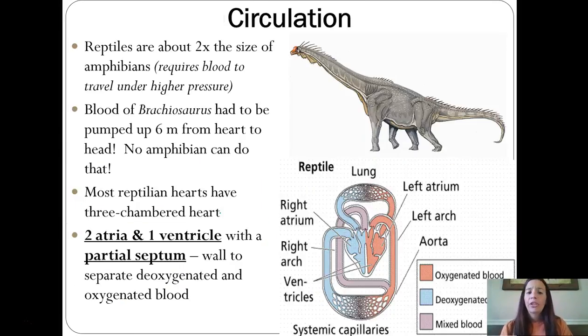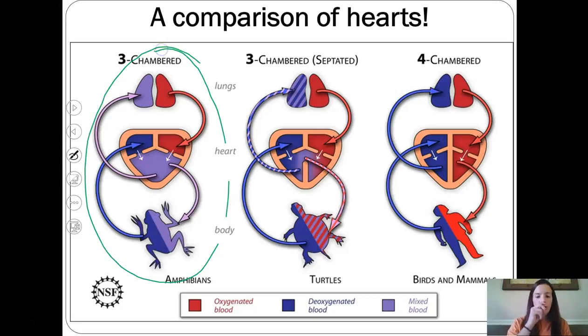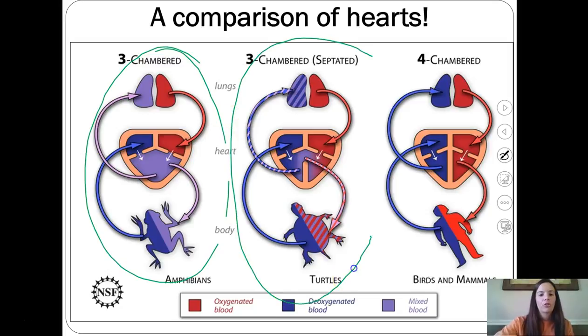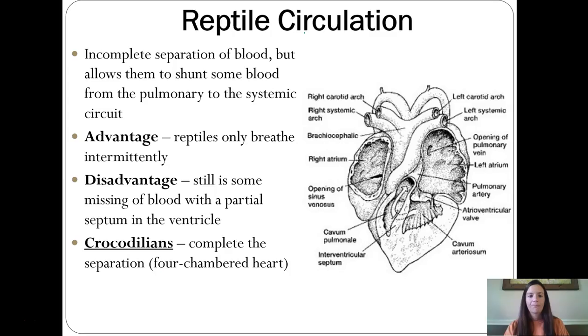So in terms of their circulation, reptiles are two times the size of amphibians, and this requires the blood to travel under a much higher pressure. Most reptiles do have a 3-chambered heart, but they are able to pump this blood throughout their bodies more efficiently than amphibians. Here's just a look at the different hearts. So you see amphibians, 3-chambered here, versus a 3-chambered heart with a septum, and then 4-chambered with birds and mammals.